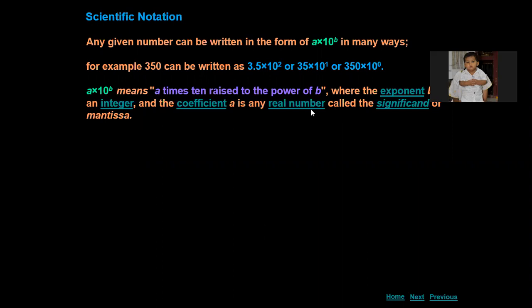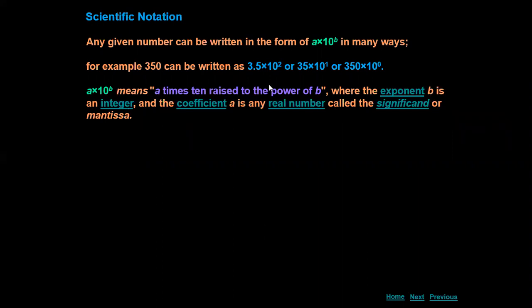Now, both are real numbers only, and this is an integer. This a we are calling a significand, or mantissa. A is called significand or mantissa, and I already told you, this mantissa is different from whatever we use in logarithms. If you don't know about logarithms, you will come to know in mathematics. When your mathematics class starts, you will come to know there, right?